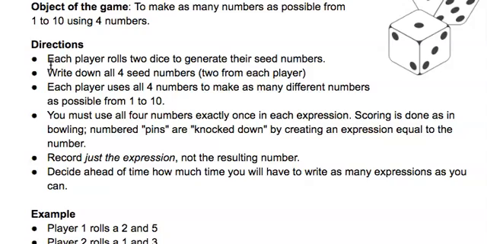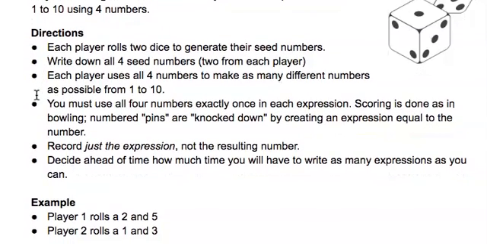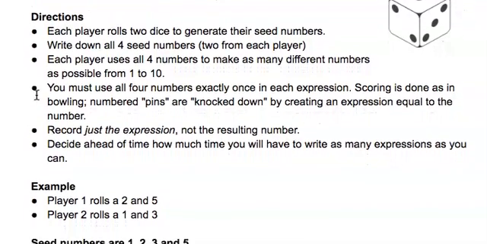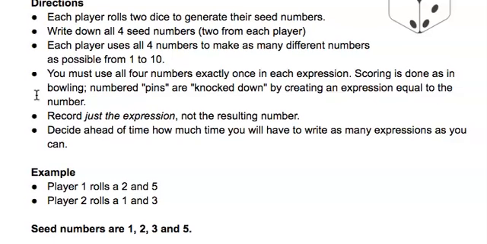Each player will roll 2 dice to generate their seed numbers. And then you're going to write down all 4 seed numbers. Each player is going to use the 4 numbers to make as many different numbers from 1 to 10. You must use all 4 numbers exactly once in the expression, and scoring is done as in bowling, so the number of pins that are knocked down.